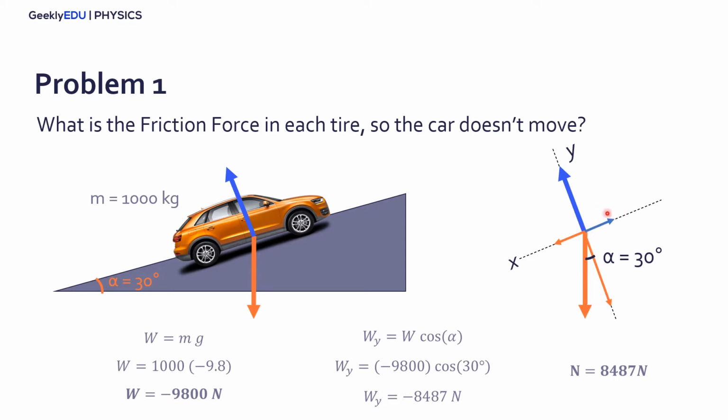And this is the friction force, okay? So it's easy. We can just calculate the weight component in the x direction. It gives us negative 4,900 newtons pointing this direction. Okay, that's why we have this negative here. It means the total friction force needs to be 4,900 newtons, but in the opposite direction. Well, because the car has 4 tires, we can just divide this number by 4, and the friction force in each tire is 1,225 newtons. Let's move on to the next problem.